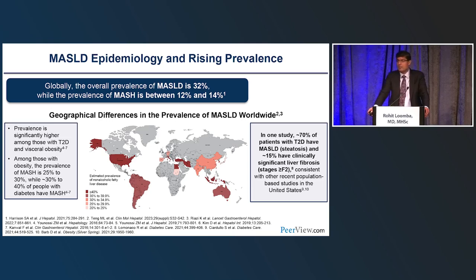It's also very common in patients with type 2 diabetes. 70% of patients with type 2 diabetes have fatty liver or MASLD. And about 10 to 15% have clinically significant disease, which is characterized by stage 2 or higher fibrosis. Therefore, it's an important issue, particularly in those who have type 2 diabetes and obesity.